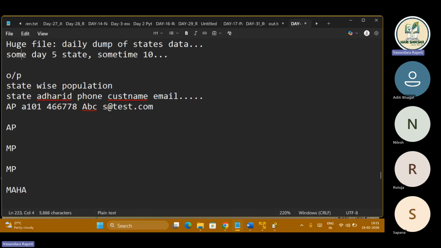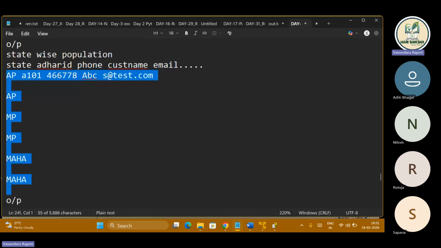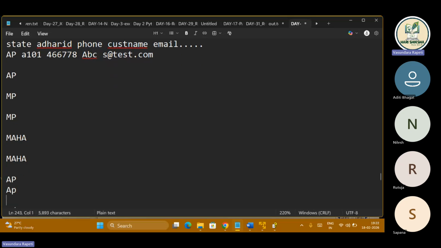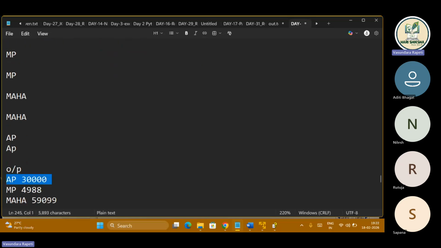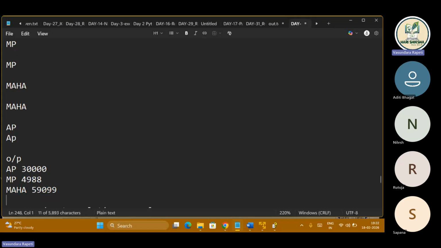Suppose you have a dump of AP-related records, this is one record, then 1, 2, 3, 4, 5, 6,000 records. Then MP-related 2,000, Maharashtra-related again 3,000 records, then again AP-related 4,000 records. So it's going on like that. Collect all and do a sum-up like this.